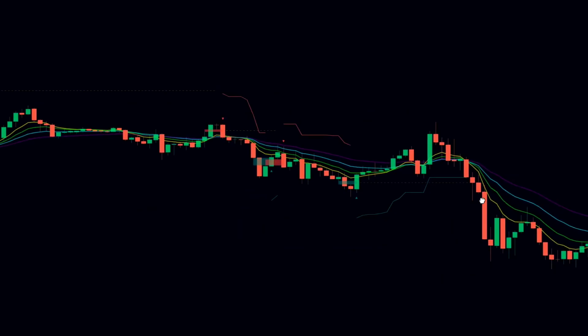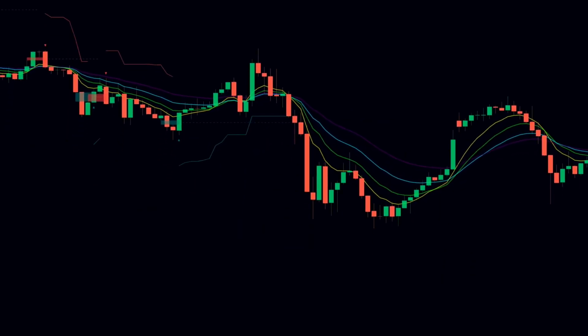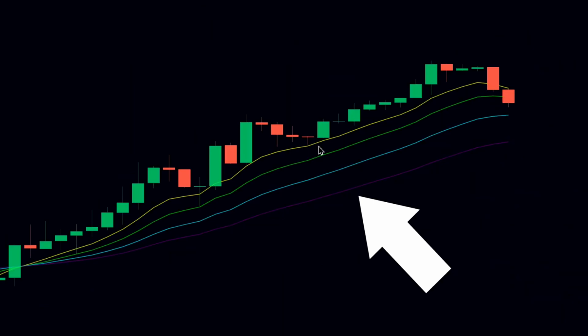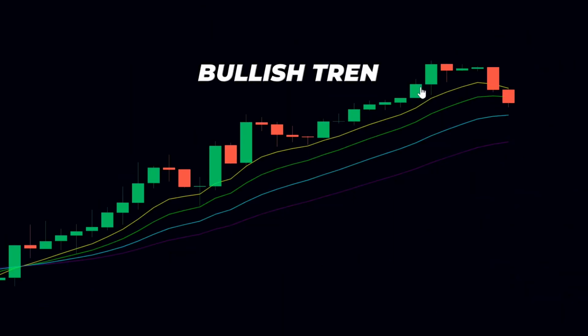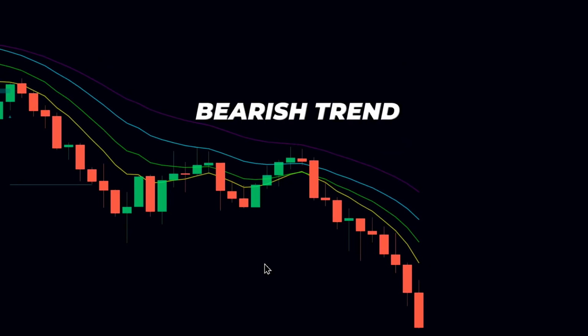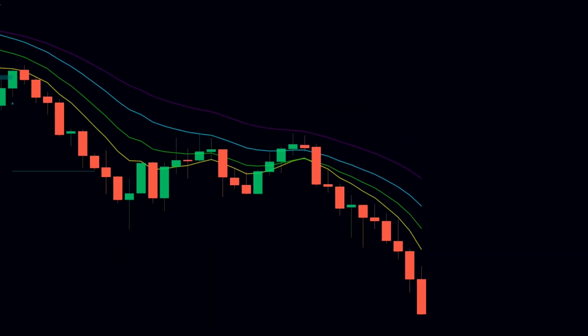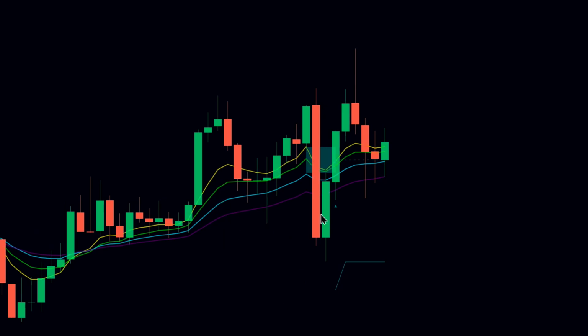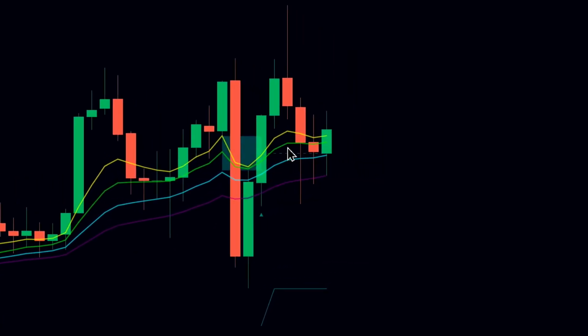These EMAs help identify trends based on their alignment and price positioning. If the price trades consistently above them in order, it's a bullish trend, and we'll only look for long trades. If they're aligned with the price below them, it's a bearish trend, and we'll focus on short trades. Now let's break down how to trade with this indicator. For a long trade: 1. Confirm the trend is bullish with the EMAs aligned and the price trading above them.